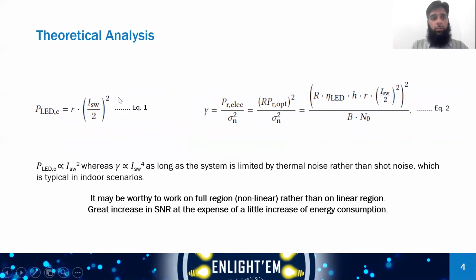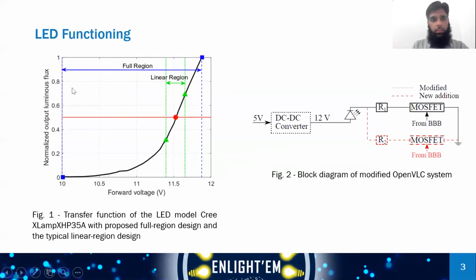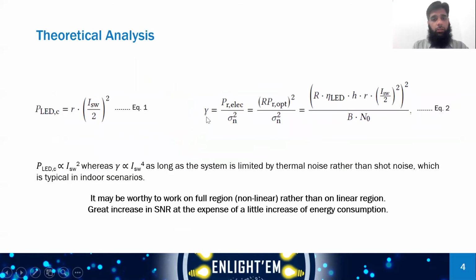On the theoretical side, we see that the power of the LED is directly proportional to the square of the current swing. The length of these arrows shows the current swing. We have a higher current swing in the full region approach. On the other side, the SNR is proportional to the fourth power of the current swing. So it may be worthwhile to work in the full region rather than the linear region, because we get an increased SNR, but at the cost of increased power.